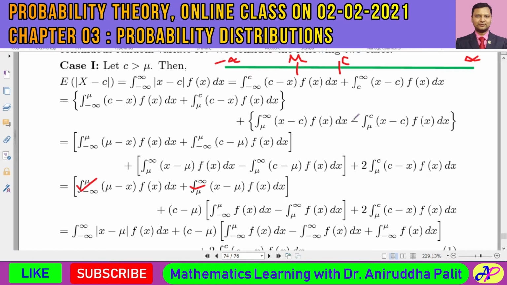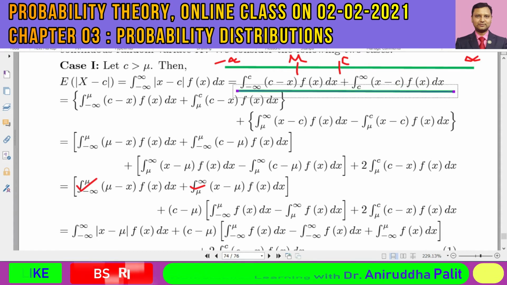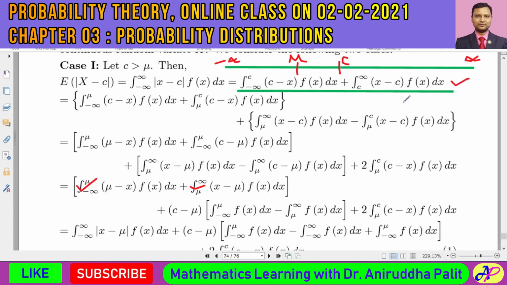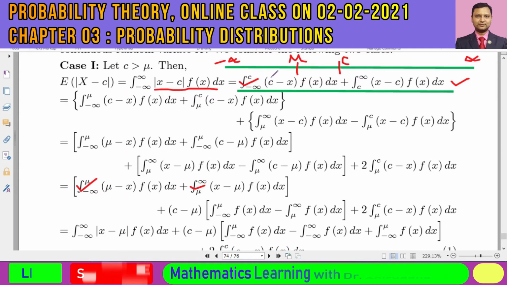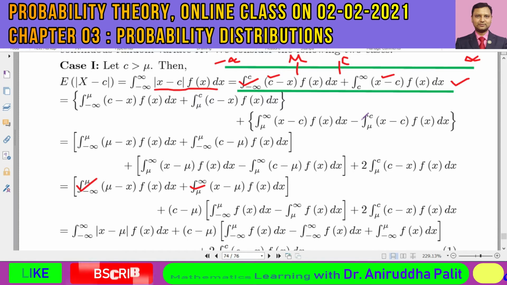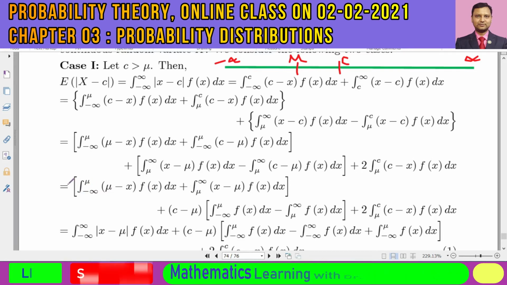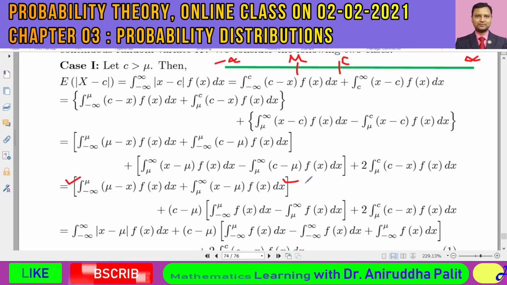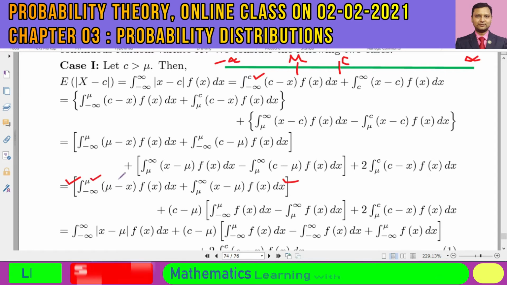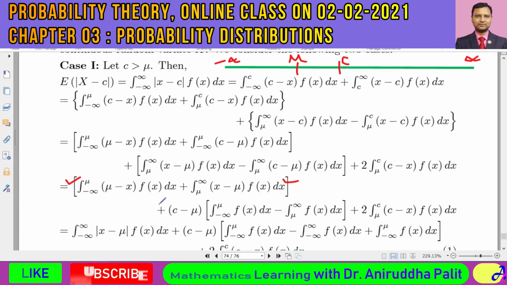If you look at this first line over here, this was actually the decomposition of the integral of modulus of x minus c fx dx. We had this type of expression, minus infinity to c, and then c to infinity, with c minus x and x minus c. Look at these two expressions, this integral and this integral. We have exactly similar integrals, just in place of c we have mu.